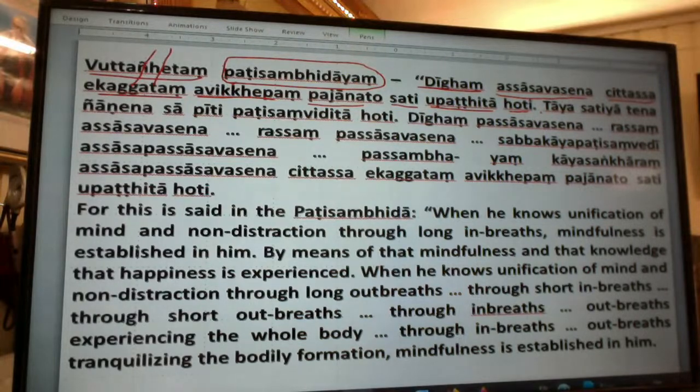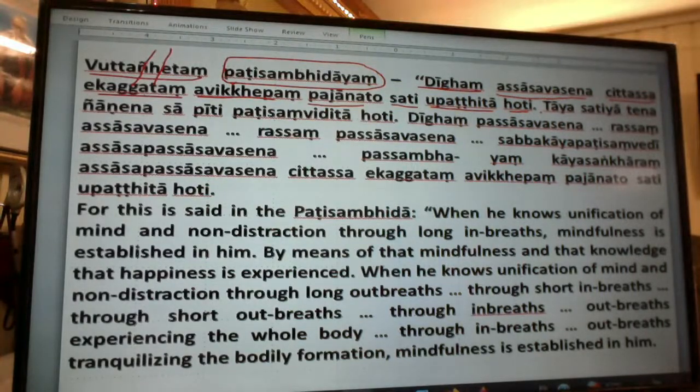And then short in-breath, short out-breath. So rasan, pasasa, wasina, chidasa, ekagadam, awikebam, pajana do, sadi, ubatita hodi. Daya sadiya tena jnanena sabidi upasanvidita hodi. Like this. And then another step.